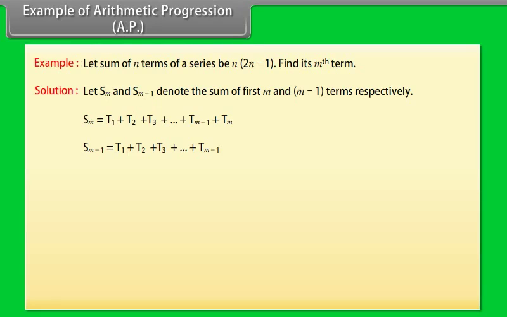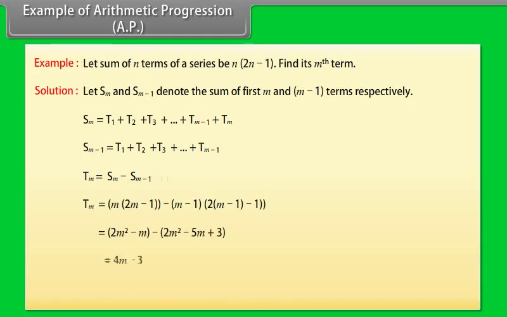Tm can be found as Tm is equal to Sm minus Sm minus 1. On solving, we get 4m minus 3.